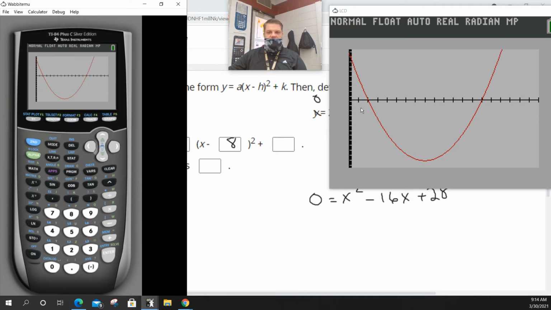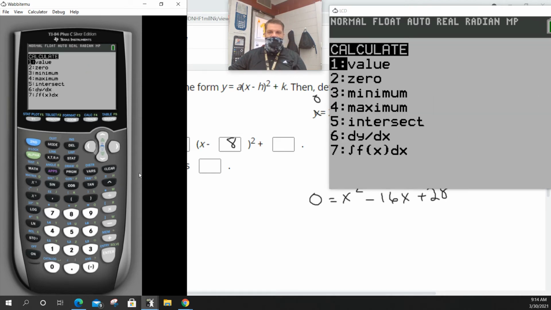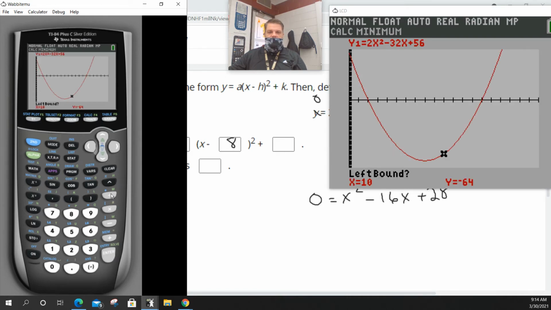What's interesting is I'm just going to use the calculator to find the minimum. So I'm going to hit second calc. I can plug it in and find it too. But for the minimum, I have to go a little bit to the left of where I think the vertex is, just a little bit, not a lot, and then a little bit to the right of where I think the vertex is, and then I'm going to go right in the middle. I'm going to try and get as close to 8 as I can. Hit enter, and that looks like it.